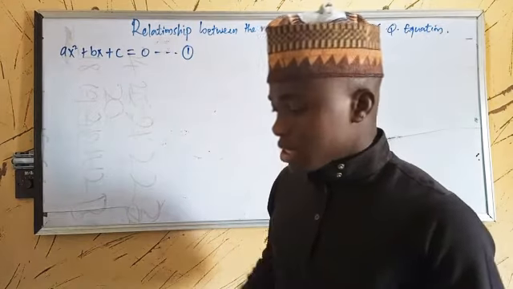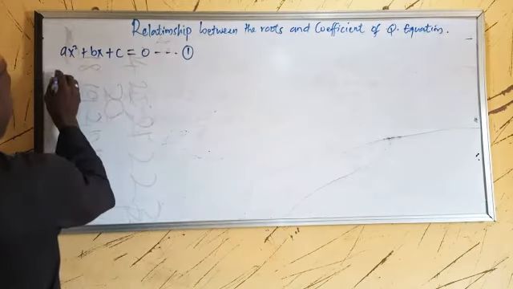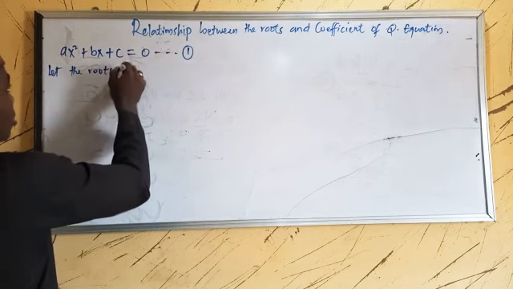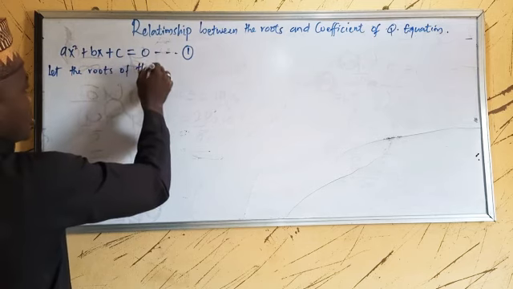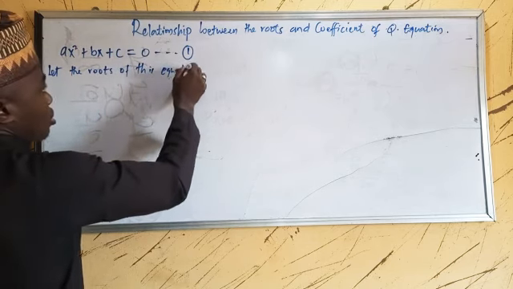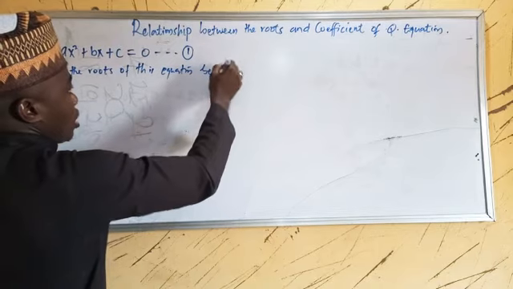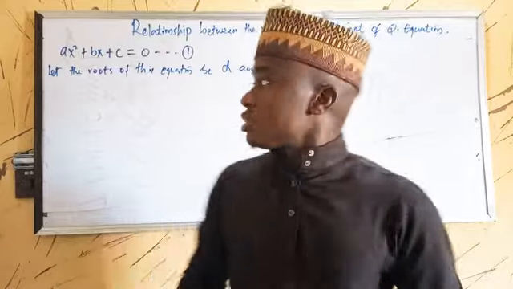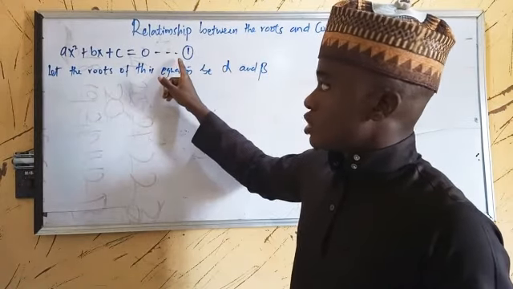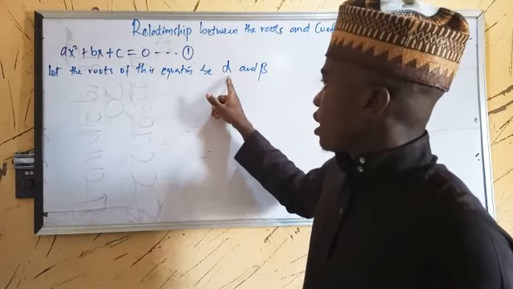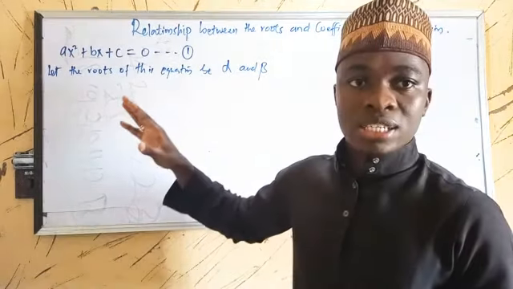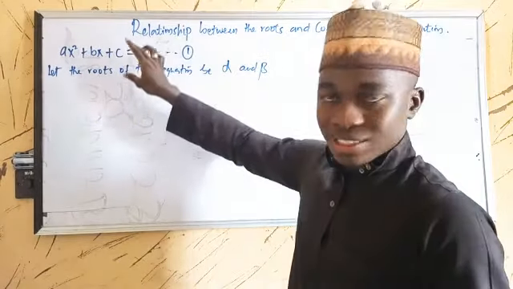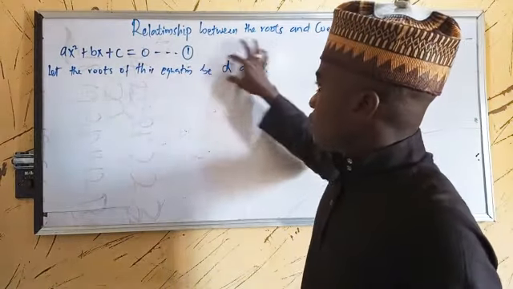So let's say we now set the root. Let the roots of this equation be alpha and beta. So if the roots of this equation are said to be alpha and beta, a quadratic equation has how many roots? 2 roots. So now let's say we assume that this equation has these 2 roots.